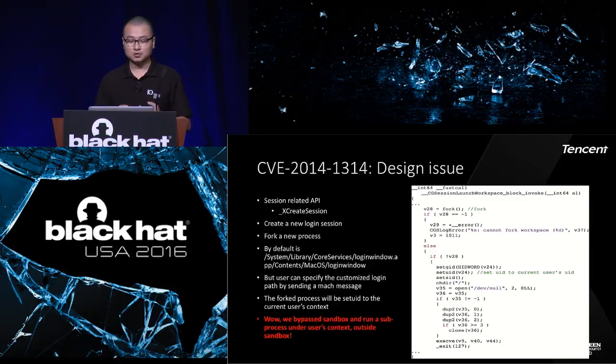And in this new login session, it will by default fork a process which is loginwindow, and then set the UID of that process to the current user's. So it's very good. And that API allows the user to customize that path, so that it means you can bypass the sandbox and run a sub-process on an arbitrary path and file with the user's context, which is perfect.